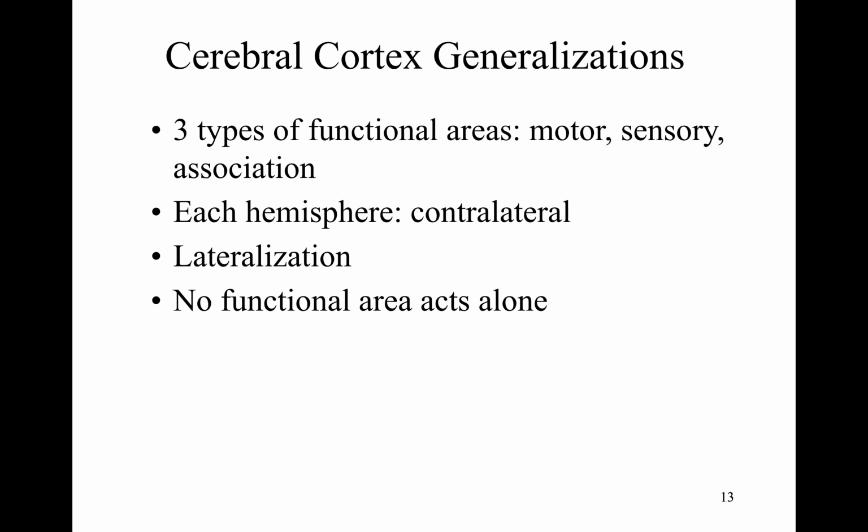We can also talk about the cerebral cortex in terms of the functional areas. So the cerebral cortex can be divided into motor areas, sensory areas, and association areas. So we're going to walk through each of the functional areas of the cerebral cortex, so the motor areas, the sensory areas, and the association areas. And we're going to talk about where each of these areas are located on the individual lobes.